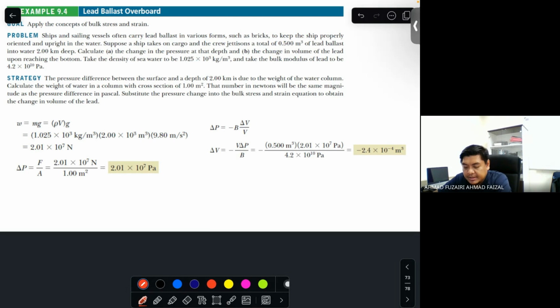So suppose a ship takes on a cargo and the crew jettisons a total of 0.5 cubic meters of the lead ballast into 2 kilometers deep. Okay, calculate.